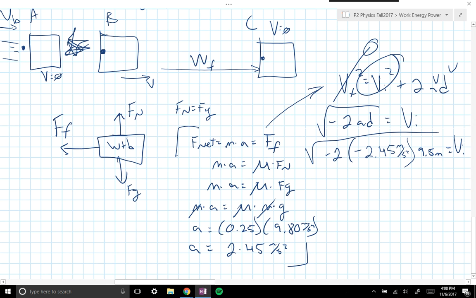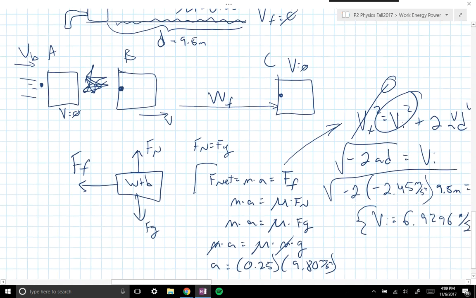2 times 2.45 times 9.5 equals, square root it. I got initial velocity here of about 6.9296, we'll call that. All right, and that's the velocity of the wood with the bullet inside. Yeah, that's the wood and the bullet traveling together through this friction, right? So that's their velocity together after collision.